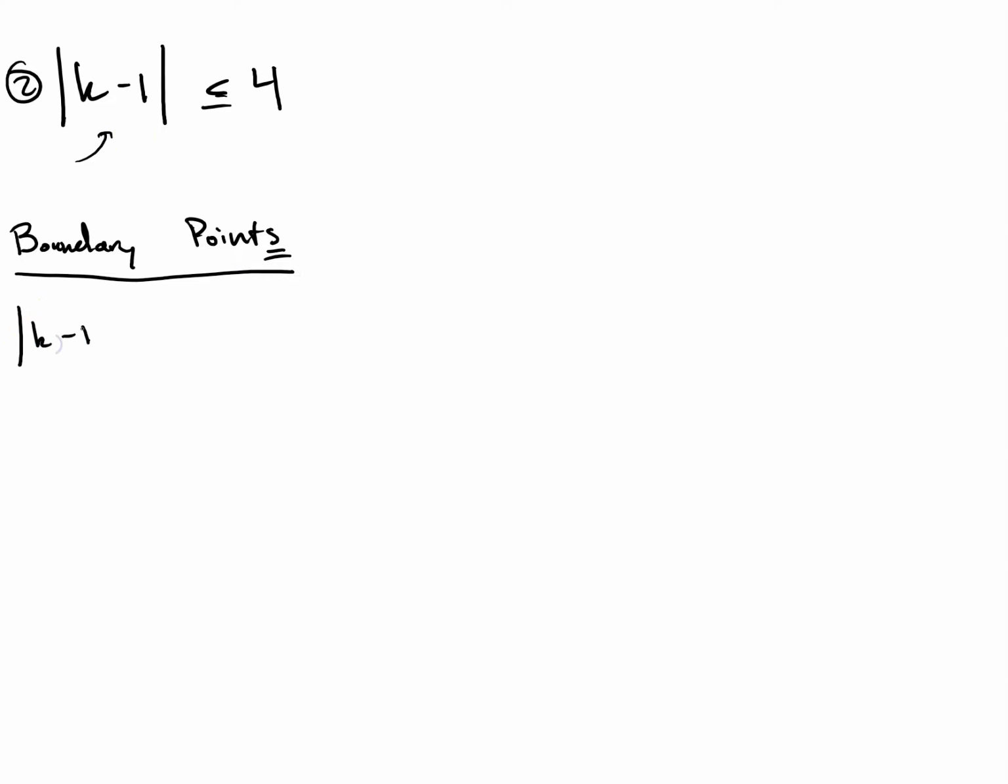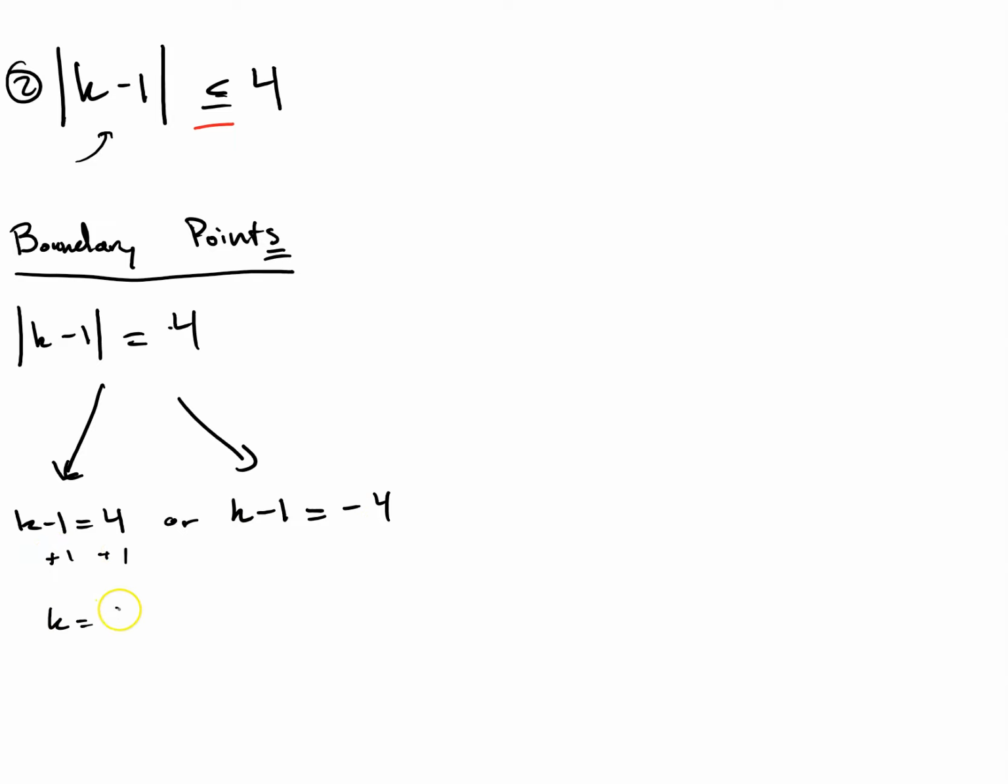So the steps in doing that are rewrite your absolute value inequality, changing the inequality itself to an equal sign. Once we're there, we follow our normal procedure for solving absolute value equations. You get rid of the absolute value to make one equation, and then you get rid of the absolute value again, but this time put a negative on the number side. So k minus 1 equals 4, or k minus 1 equals negative 4. Adding 1 to each side, I get 5, or negative 3.